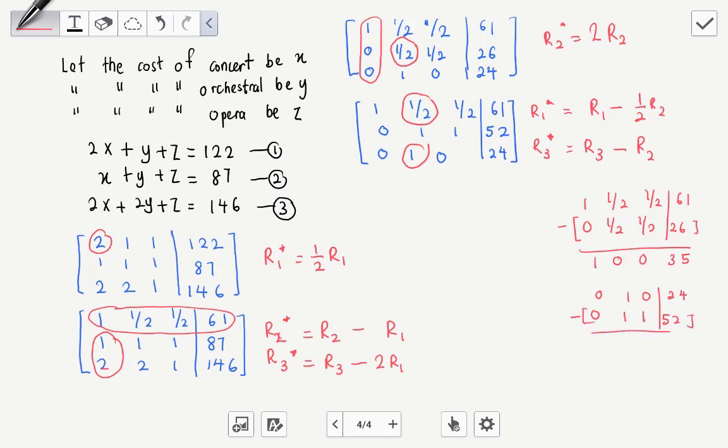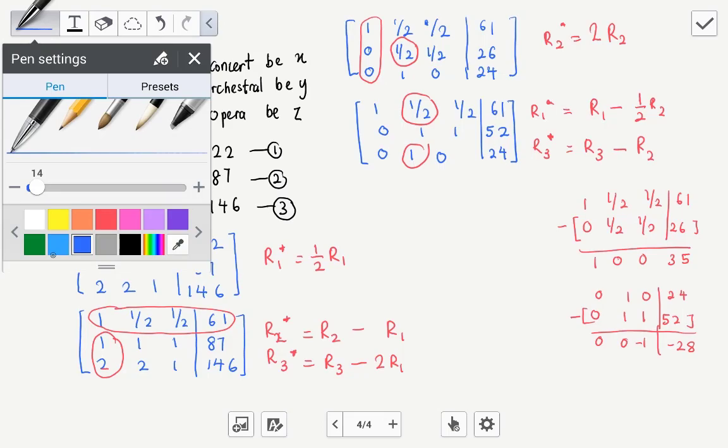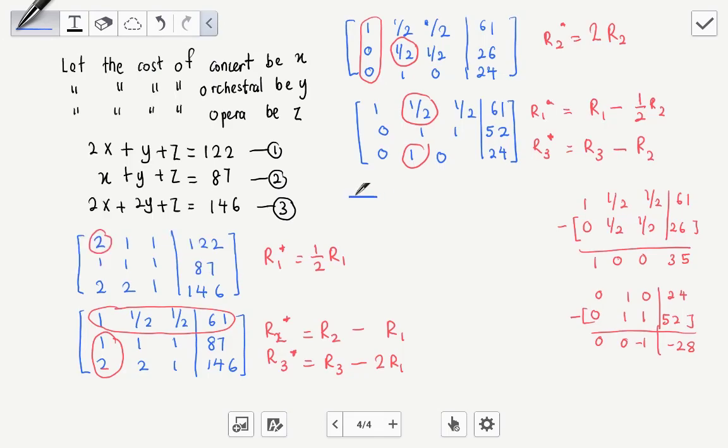So when we minus, we will be getting 0, 0, negative 1, negative 28. Okay, do not worry about the negative. Now we have got our new R1 and R3. So we're going to copy down your new R1, which is 1, 0, 0, 35. Okay, no changes on R2, 0, 1, 1, 52. New R3, 0, 0, negative 1, negative 28.